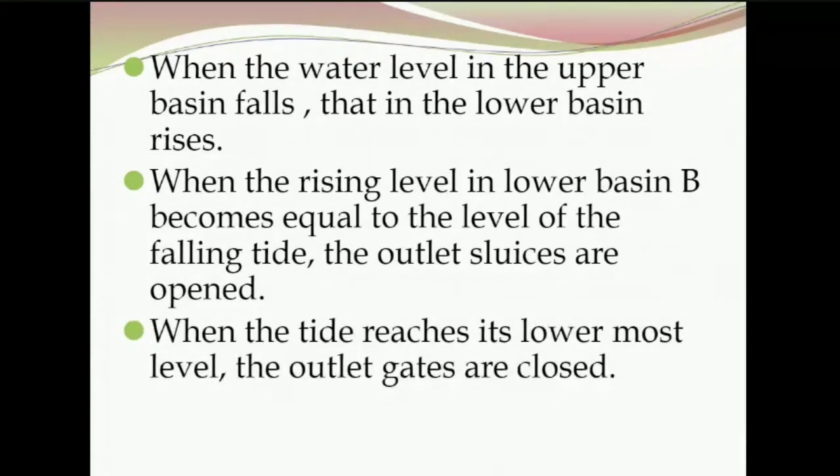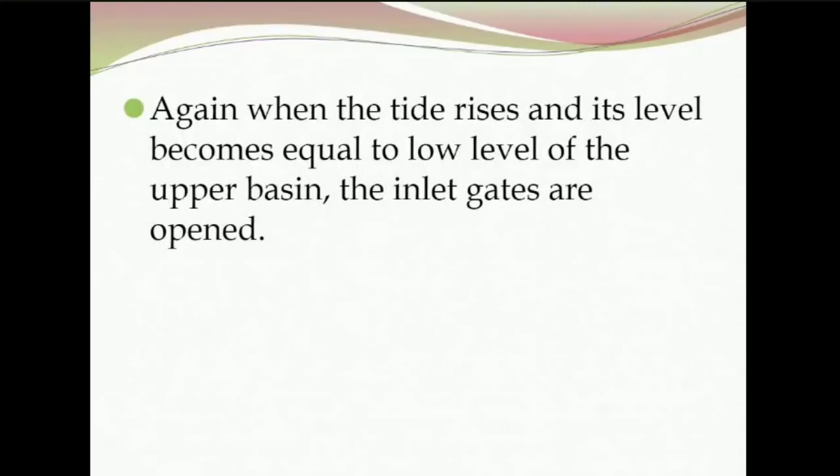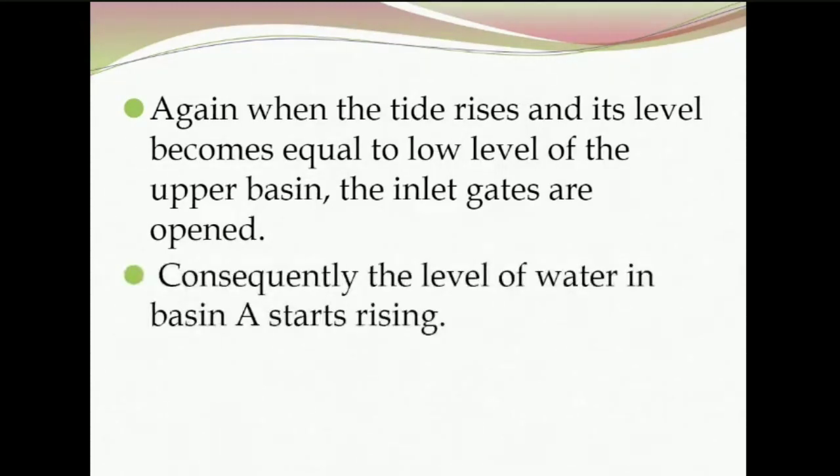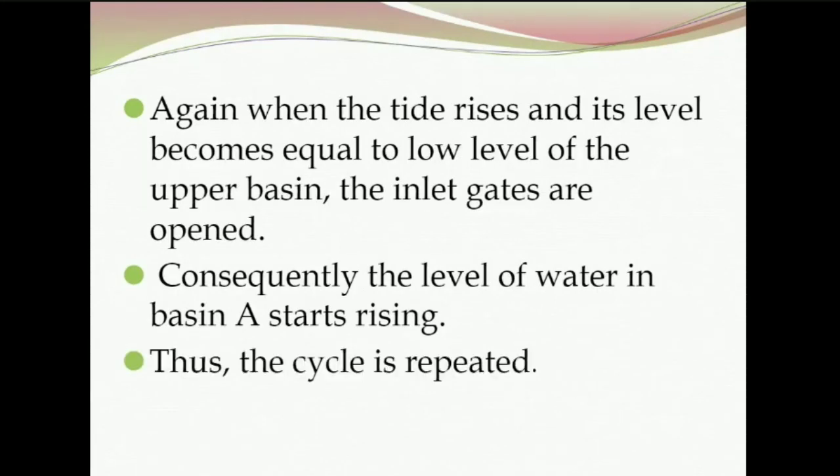When the tide reaches its lowermost level, the outlet gates are closed. So the tide is finished. When the ebb tide reaches the lowest level, the outlet gates are closed. Again, when the tide rises and its level becomes equal to the level of the upper basin, the inlet gates are opened. Consequently, the level of water in the upper basin starts rising. Thus, the cycle is repeated.